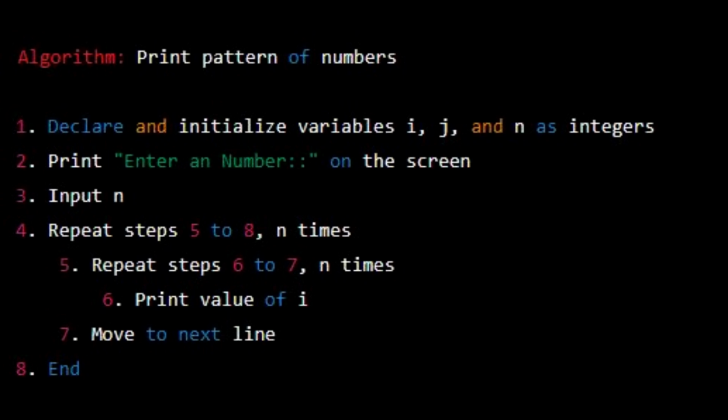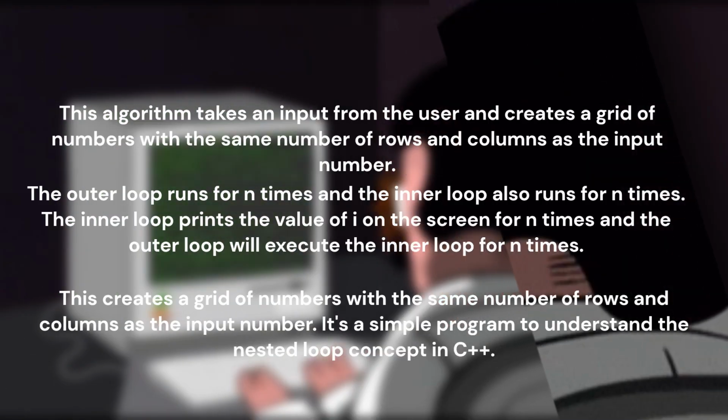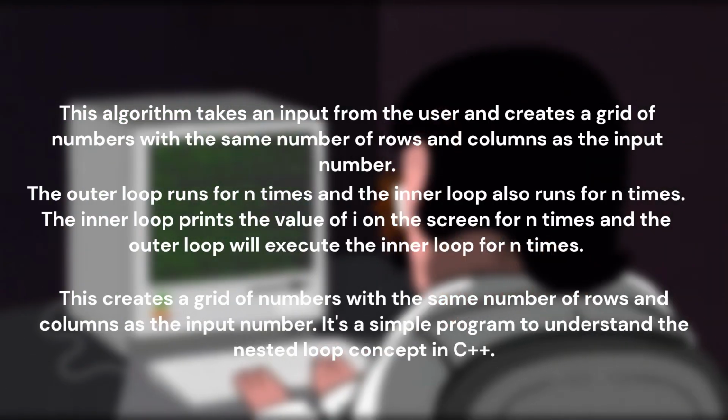6. Within the inner loop, print the value of i on the screen. 7. End the inner loop and move to the next line. 8. End the outer loop. 9. End the program. This algorithm takes an input from the user and creates a grid of numbers with the same number of rows and columns as the input number.